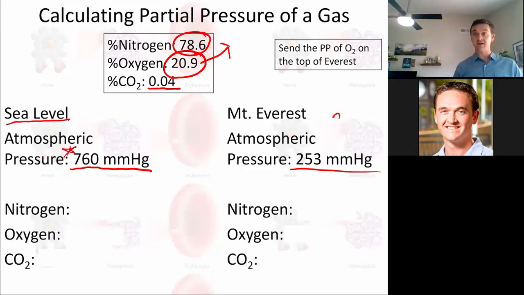We have way less air on top of our head if we're on top of Mount Everest, right? Because we're way closer to the top of the atmosphere, okay? So that total atmospheric pressure is much, much lower. It's only 253 compared to the 760 that we had here.